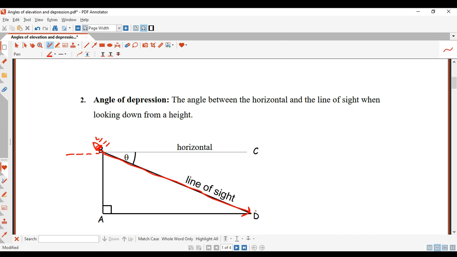Maybe you're looking at something below. Maybe it's like a little boat. Here it is. There's your boat. There's the waves. Okay, so you're up the top here. Now the angle between the horizontal line there and your line of sight, so this angle here, that's called the angle of depression. So just in there, that is the angle of depression.